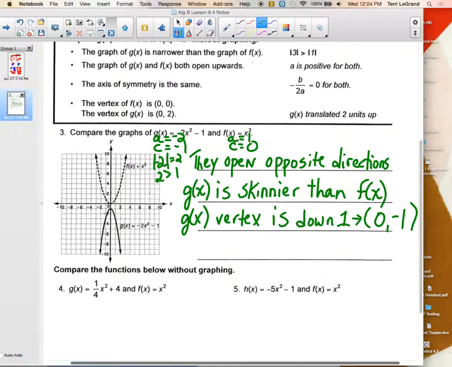The only other thing we compare is the axis of symmetry. What's true about the axis of symmetry? Did that change? No. So we're going to say axis of symmetry stays the same. And the reason the axis of symmetry doesn't change is because we didn't move left or right, we just moved the vertex up or down. Moving it up or down just moves it along the axis of symmetry, it doesn't move it off of it, it doesn't move that axis of symmetry. So axis of symmetry stays the same.